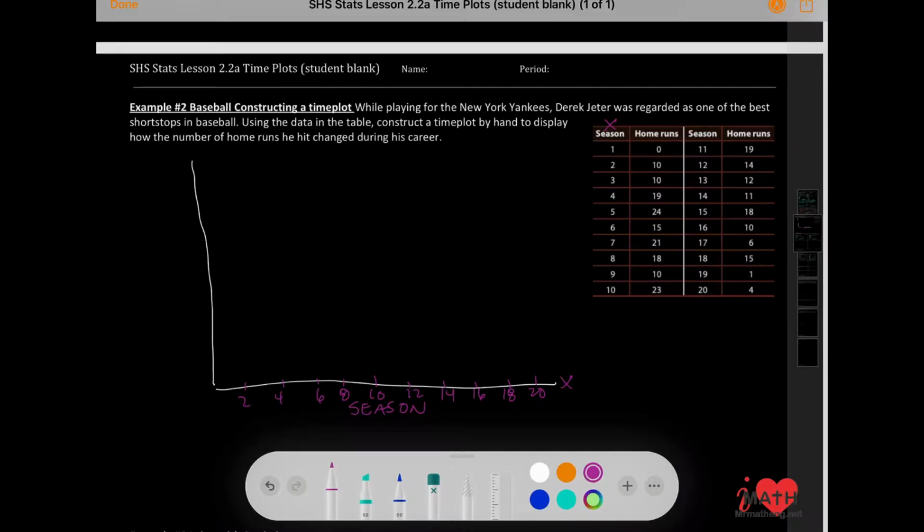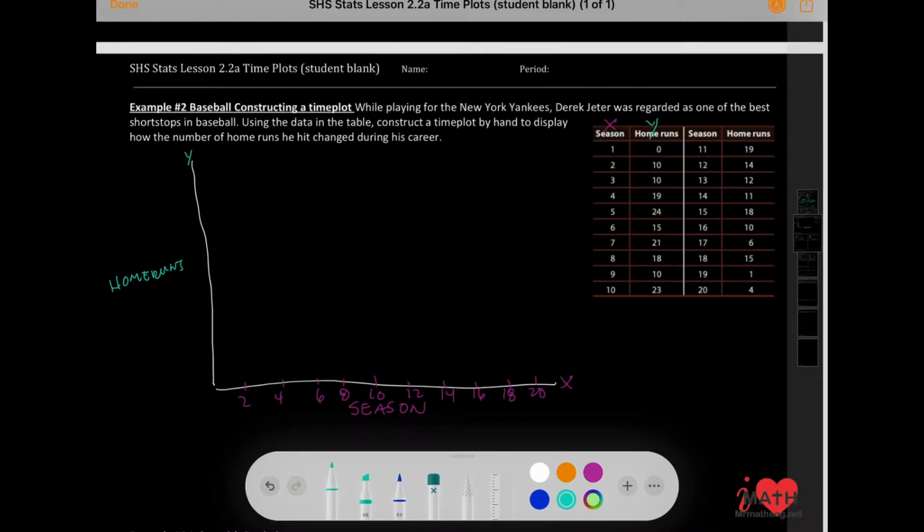And then label and scale the variable axis. So let's label the y now. Let's use a different color, like blue. Let's label it the Y. It's the y-axis. These are home runs.